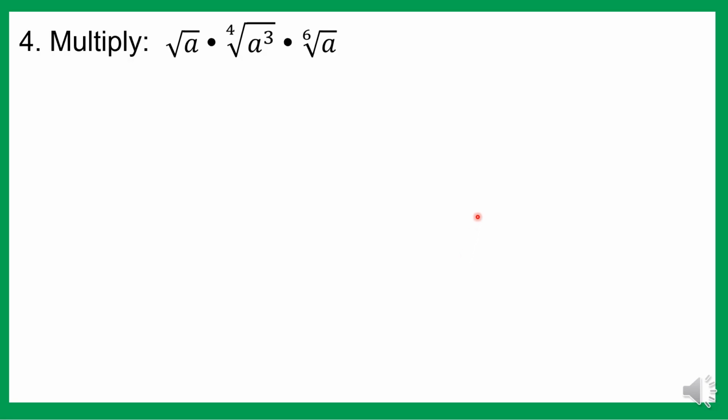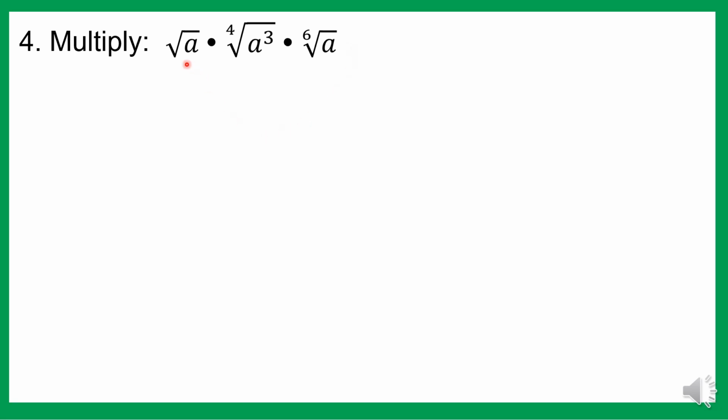Okay, so now let's have more examples regarding multiplication of radicals. Example number 4: we're going to multiply the square root of a times the 4th root of a cubed times the 6th root of a. If you notice here, we have different indices but the same radicand. So, ang gagawin po natin kapag ganito ang given is we're going to rewrite this given into exponential form.